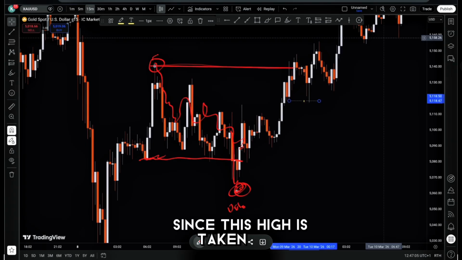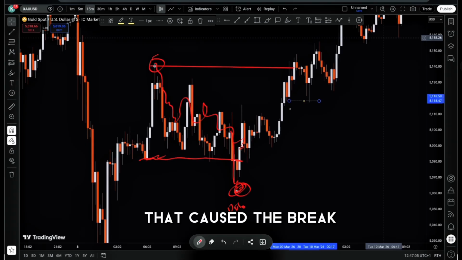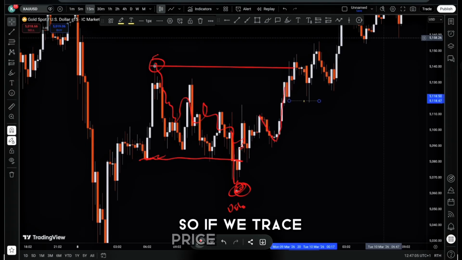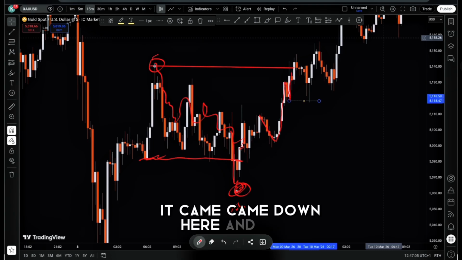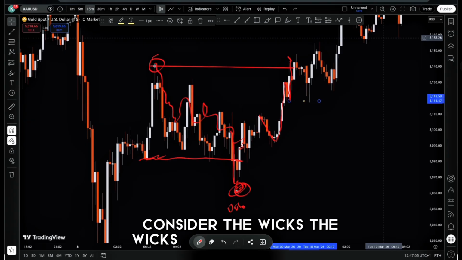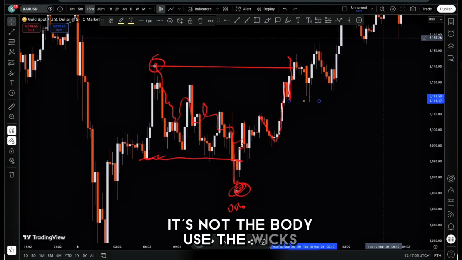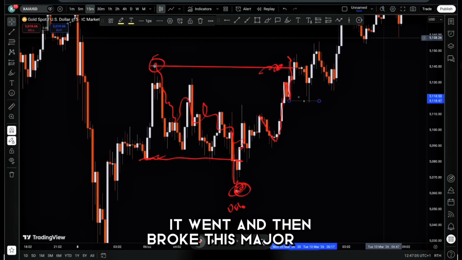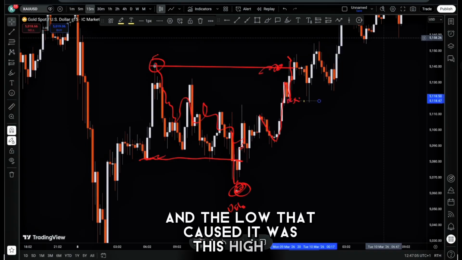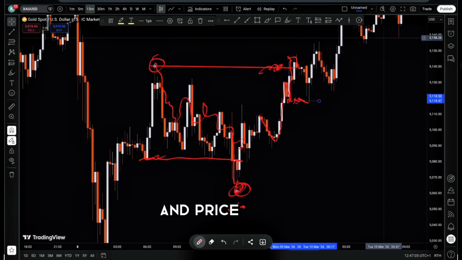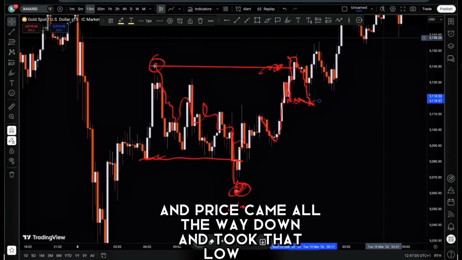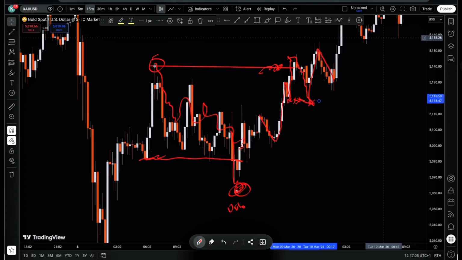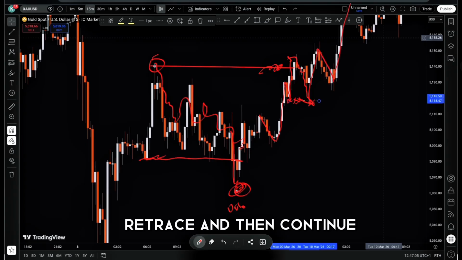Since this high is taken out, our concern is to identify the low that caused the break. So you have to trace price. If we trace price from where it came down here, and then it pushed up, this time, consider the wicks. The wicks are very important. It's not the body. Use the wicks. So if we trace price, it went and then broke this major high, and the low that caused it was this low, and price came all the way down and took that low out and moved up. Retrace and then continue the move.